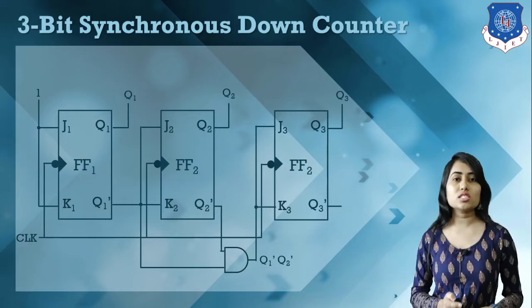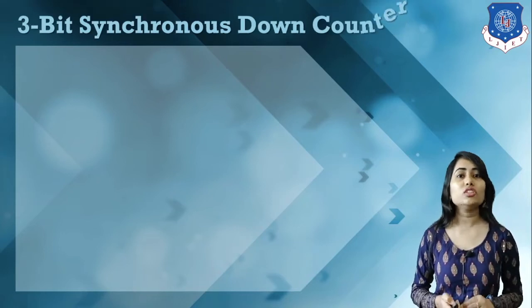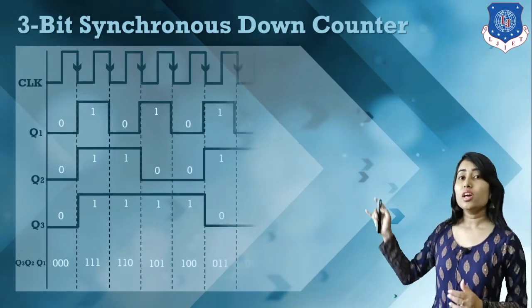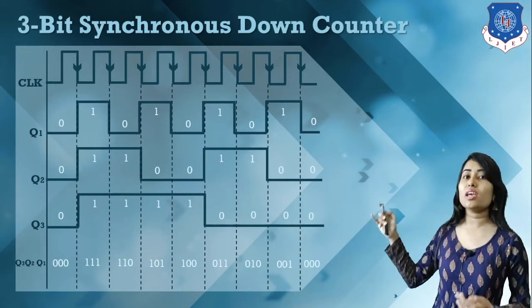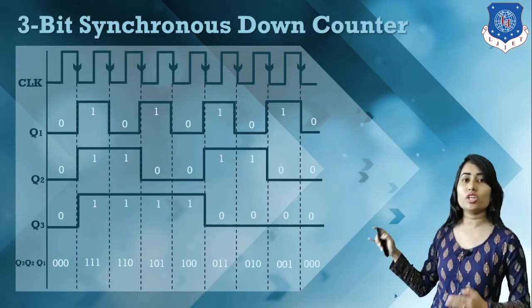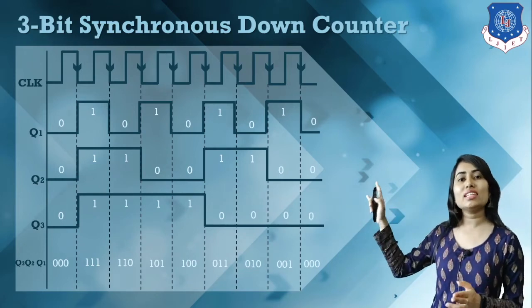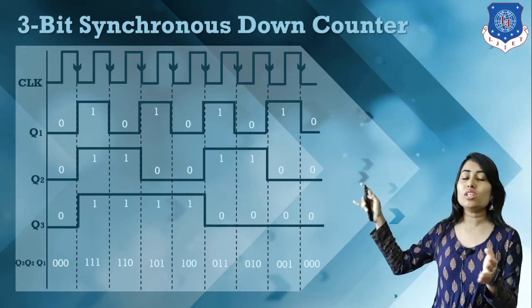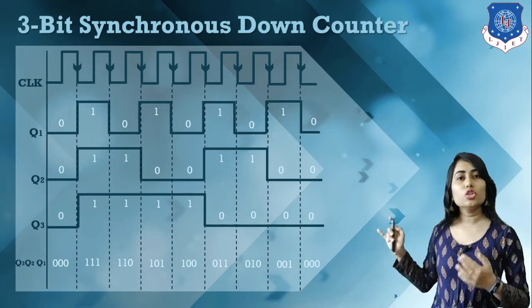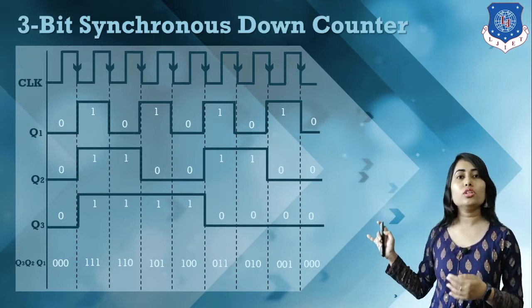Now, how can this synchronous down counter count its values? Here we have the waveform characteristics of the 3-bit synchronous down counter. Whenever the external clock signal is applied, we get Q1, Q2, Q3. All three outputs work parallelly. First we have the initial value 0, because if no clock signal is applied, the initial value of our output is 0.